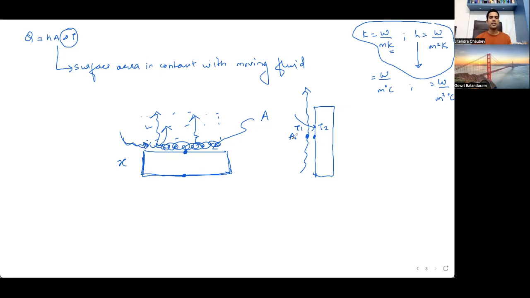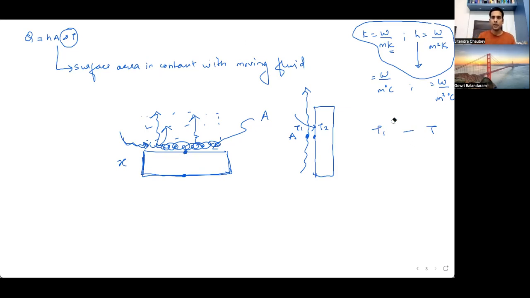Just for simplicity, you can always make sure that the numbering is done in descending manner, like the hottest is given the number 1 and the coldest is given the larger number. So whenever you write delta T, it will be either T1 minus T2, T1 minus T3, or so on.